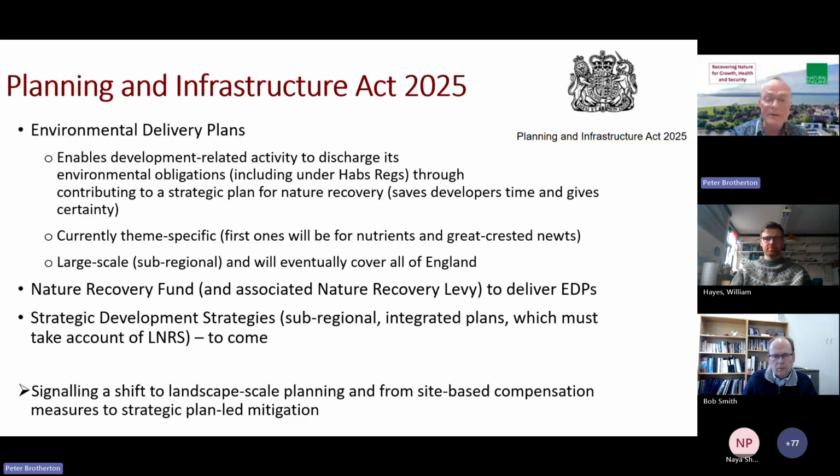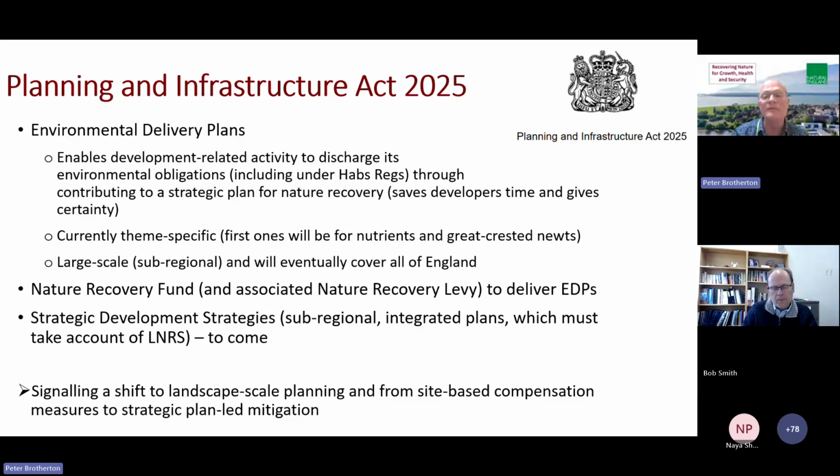The commitments there are quite profound. For some, it's about saying, right, upfront, I can do this, but I'm going to pay for measures that are going to be in place for 100 years. That's the longest, but there are some really meaty commitments associated with this. Currently, those are theme specific. So the first one will be for nutrients, that's the 100-year EDP requirement, and Great Crested Newts.